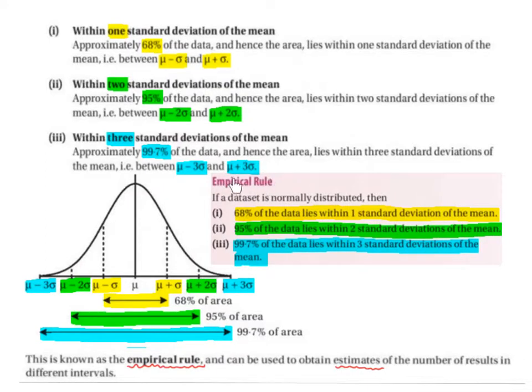So again, this is the empirical rule. This is known as the empirical rule and can be used to obtain estimates of the number of results in different intervals.